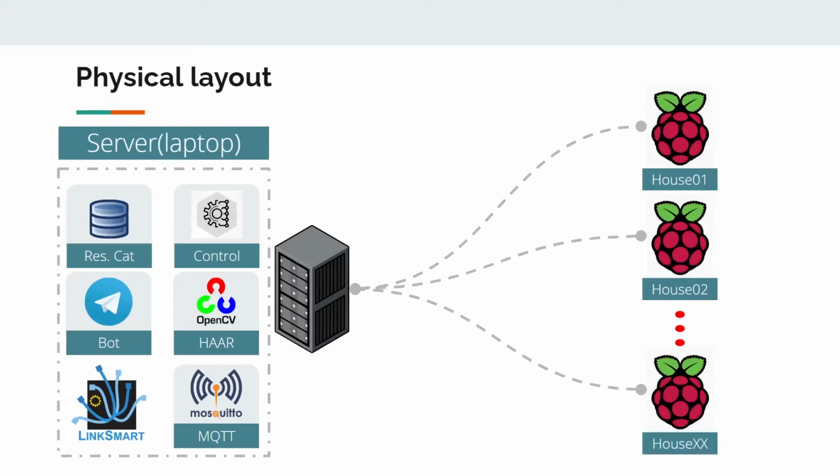Services are run on the laptop, while Raspberry Pis are connected to it using the local network. They can communicate with the server by checking the service catalog and resource catalog to get the needed IP, ports, and topics in case of MQTT.